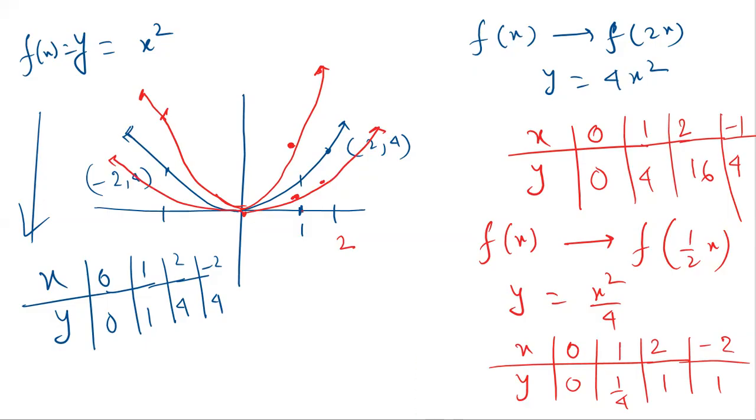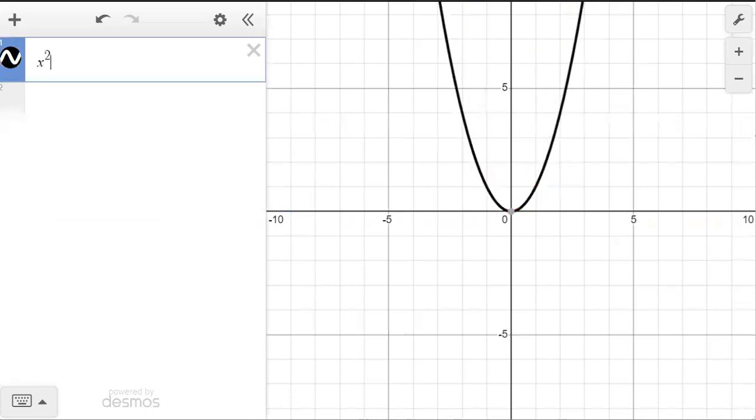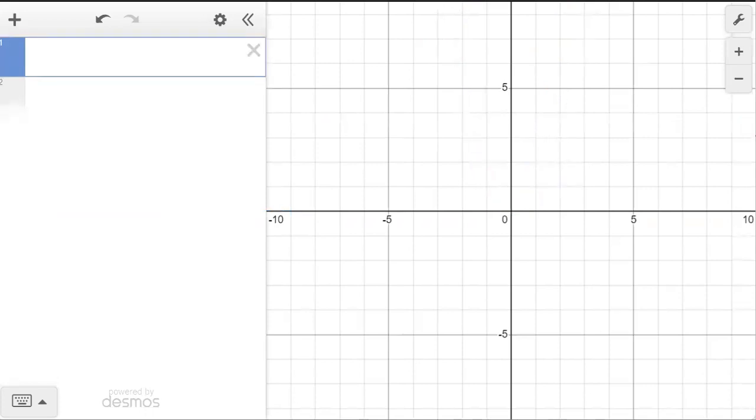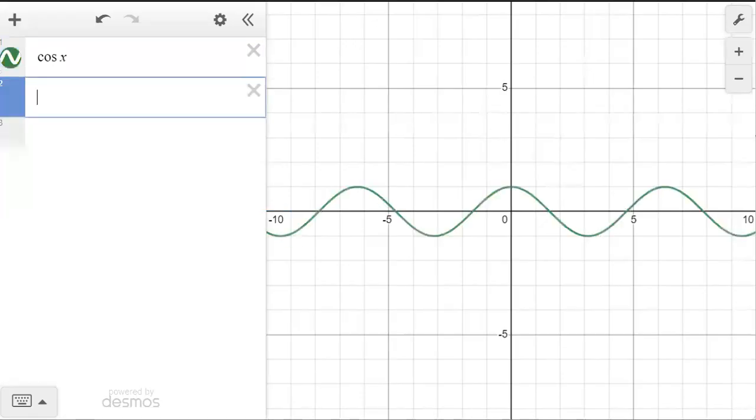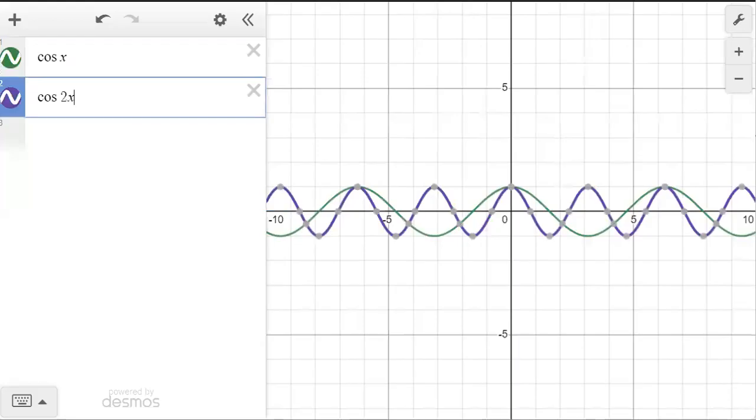You can see one example in Desmos. I'm considering one graph as sin x, or let me take cos x. This is the graph of cos x, we all know. Now cos of 2x. See what happens. It is getting shrunk. See, this is cos of 2x and this is cos x. It is getting more shrunk along the x-axis by 2 units.